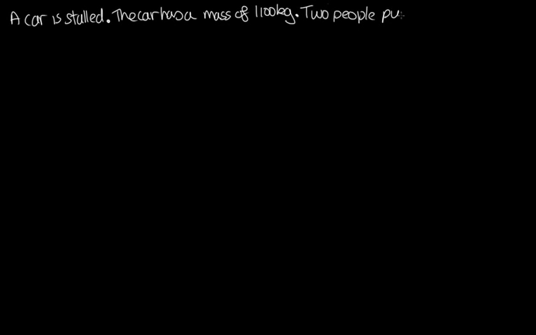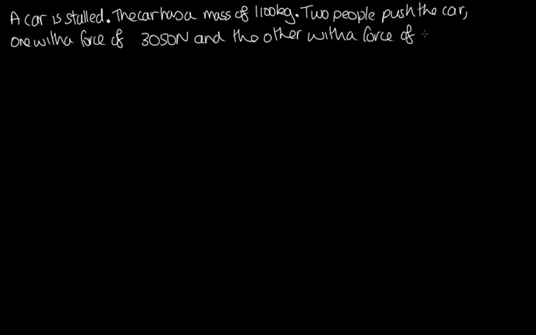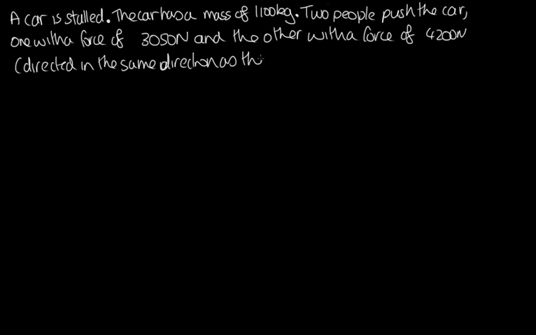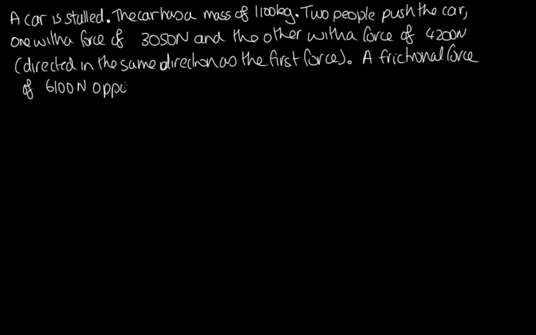Let's do a couple of examples now of using Newton's second law to solve problems. So the problem is, a car is stalled. The car has a mass of 1,100 kilograms. Two people push the car, one with a force of 3,050 newtons and the other with a force of 4,200 newtons, which is directed in the same direction as the first force. A frictional force of 6,100 newtons opposes the motion of the car.